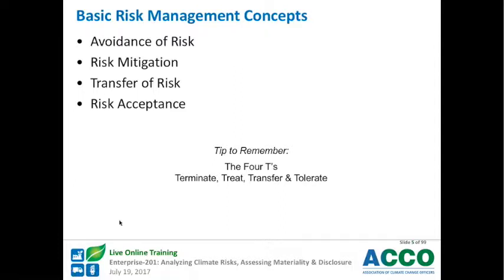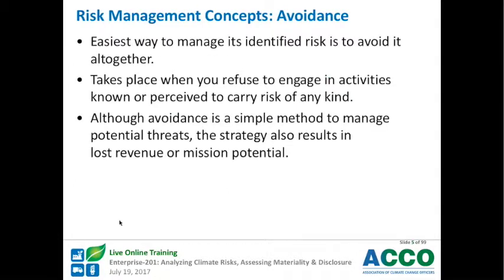Exactly. So we're going to go a little further into detail on these four concepts. On avoidance, the easiest way to manage an identified risk is to avoid it altogether. And this generally takes place when you refuse to engage in the activities that have been known or perceived to carry that risk. Although avoidance is a simple method to manage potential risks, the strategy also results in lost revenue or mission potential. So for example, if you choose not to have a road in a flood zone, then you also choose not to be able to facilitate vehicle transportation in that same zone. So as a public sector entity, that may not be a politically palatable option.